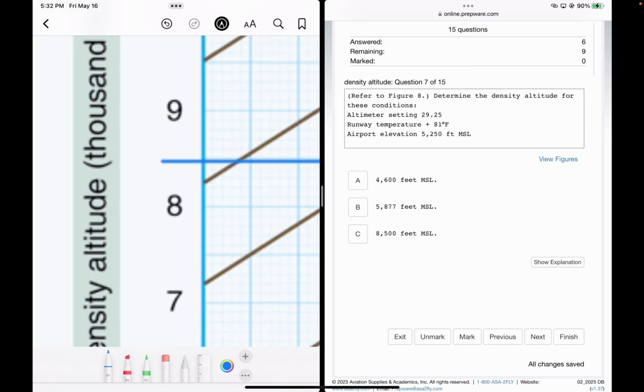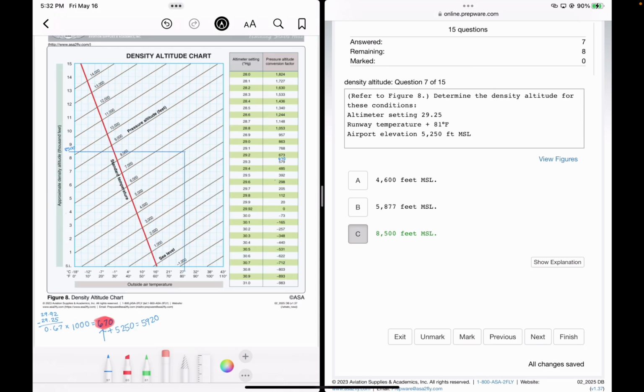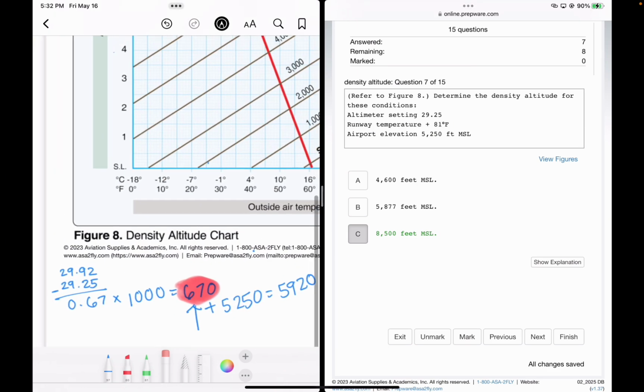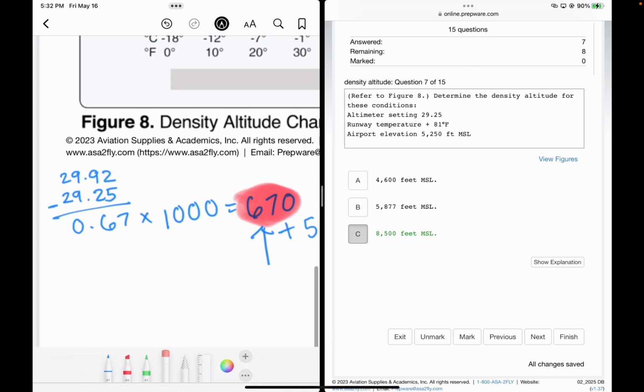Zoom in and figure that looks about like 8,500 feet. What do you guys think? Is that an answer here? Yes. And voila, it's right, guys. We did it right. Again, quick and dirty method on how to get your pressure altitude without having to use that very hard to use chart.